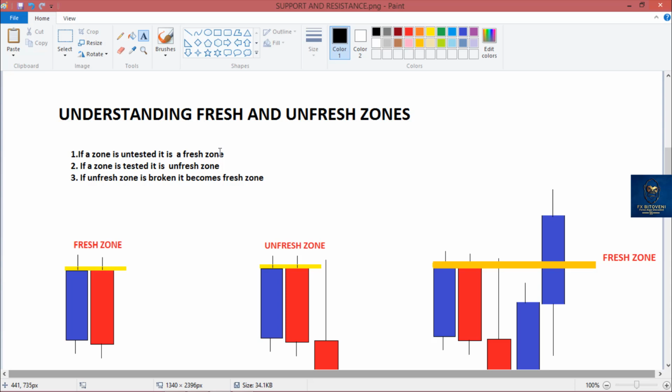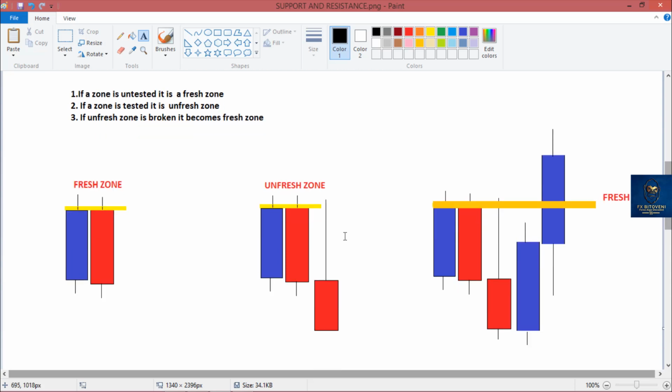If a zone is tested, it is an unfresh zone. If an unfresh zone is broken, it becomes a fresh zone. What do we mean? For example, you see a sell resistance level. This one. This zone is a fresh zone because it was not tested. That's why you say if a zone is untested, it is a fresh zone. So this zone is untested, so we call it a fresh zone.